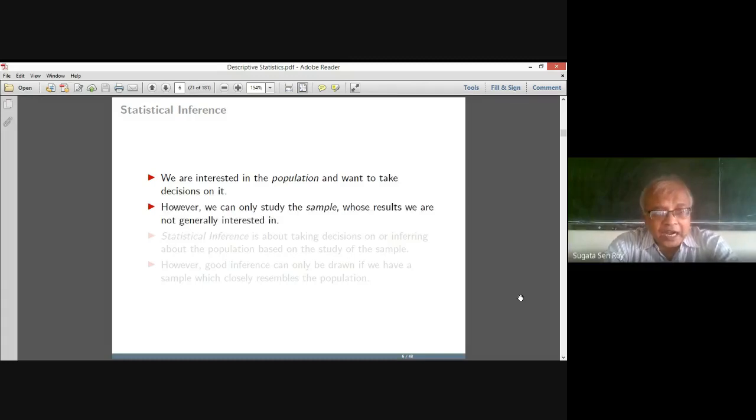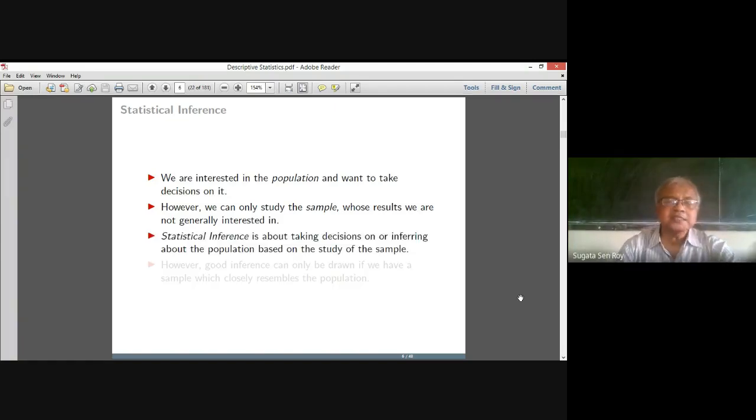However, it's too large. We can only study the samples. The population is too large to study, and we only get the results of the sample. So the data is the results of the sample. And what we need to do is bridge the two. So statistical inference is about taking decisions or inferring about the population based on the sample.